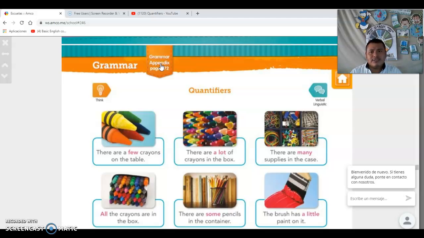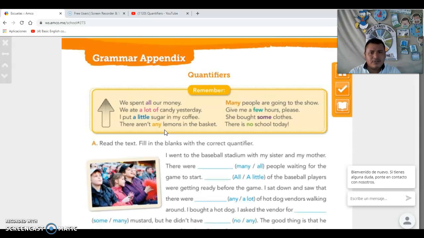Page 272. What are we going to do on that page? We're going to look at more sentences about quantifiers. So you see right here, we spent all our money. We ate a lot of candy yesterday. We ate a lot. I put a little sugar in my coffee. We don't know how much sugar, but you put a little bit. You cannot count it. That's why you say a little.